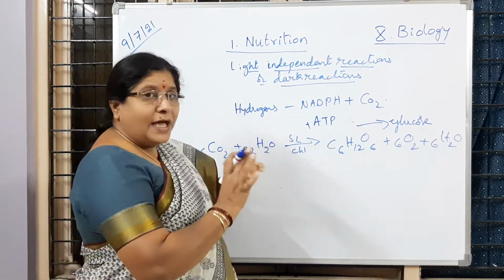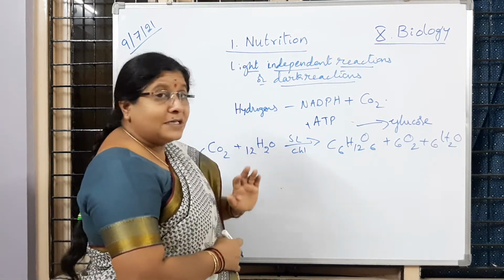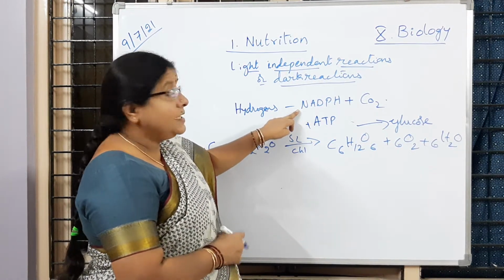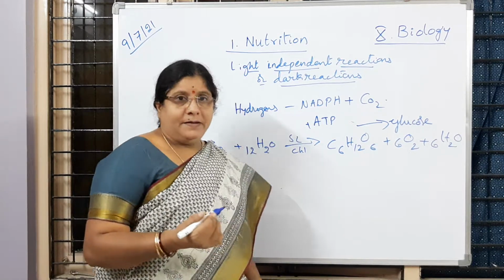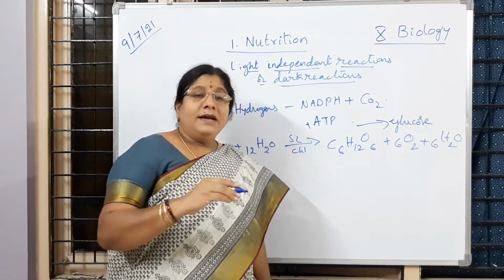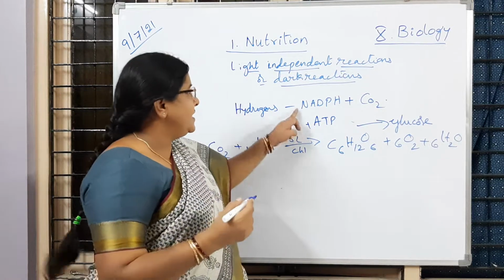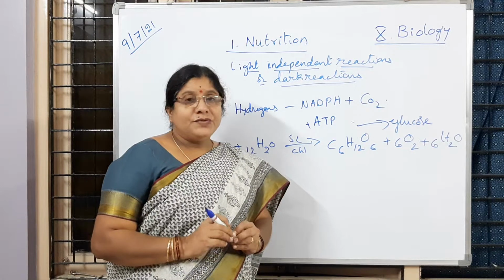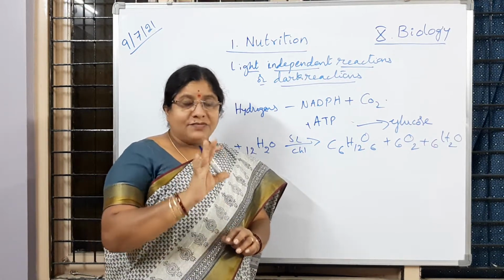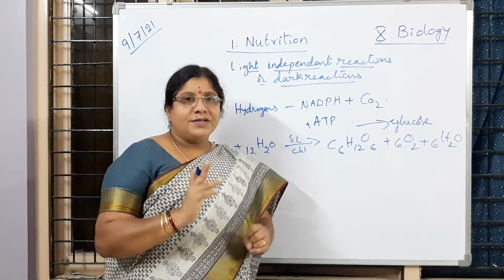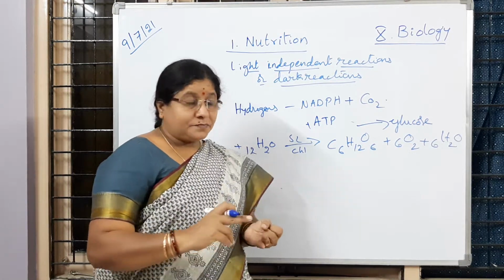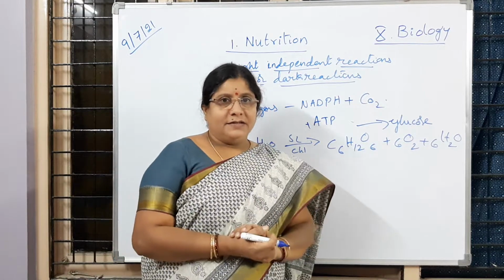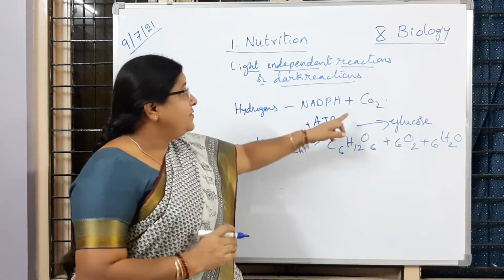Then H plus ions are formed. The H plus ions are accepted by NADP and ADP, and they are changed to NADPH and ATP. Like that they are formed, which we call assimilatory powers. That's why the end products of light reaction you learned are oxygen, ATP and NADPH. So nowhere did you learn about the fixing of carbon dioxide.